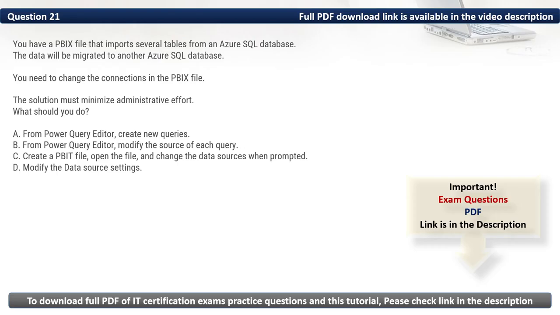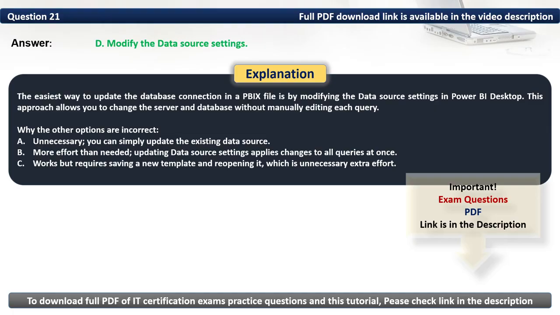As such, we should modify the data source settings. Thus, the correct option is D. The easiest way to update the database connection in a PBIX file is by modifying the data source settings in Power BI Desktop. This approach allows you to change the server and database without manually editing each query.